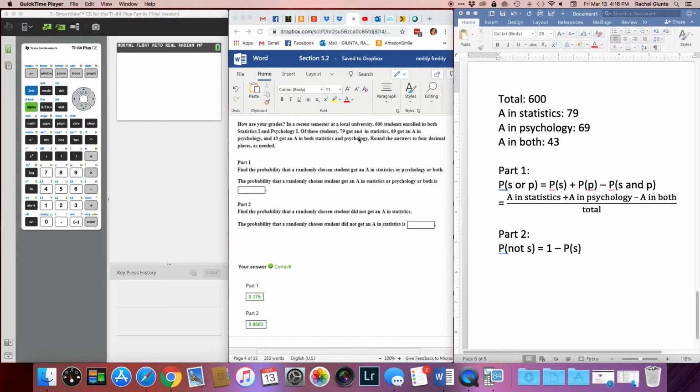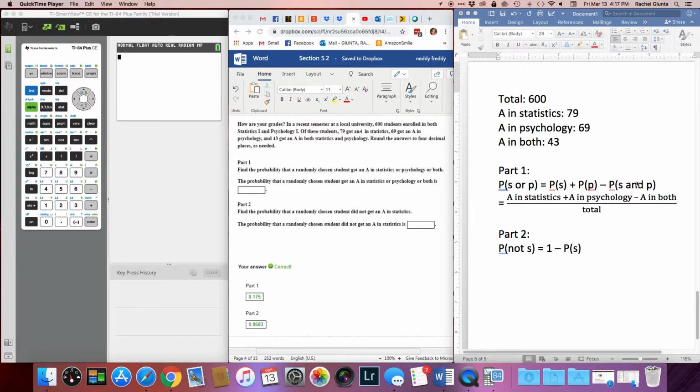This is one where I think it's a good idea to jot down all the numbers on a piece of scratch paper like I've done over here. We've got the total number of students, 600, A in statistics, 79, A in psychology, 69, and an A in both, 43. For part 1, it wants the probability that a randomly chosen student got an A in statistics or psychology or both. And we use the equation to solve for that in example 2 in this section.